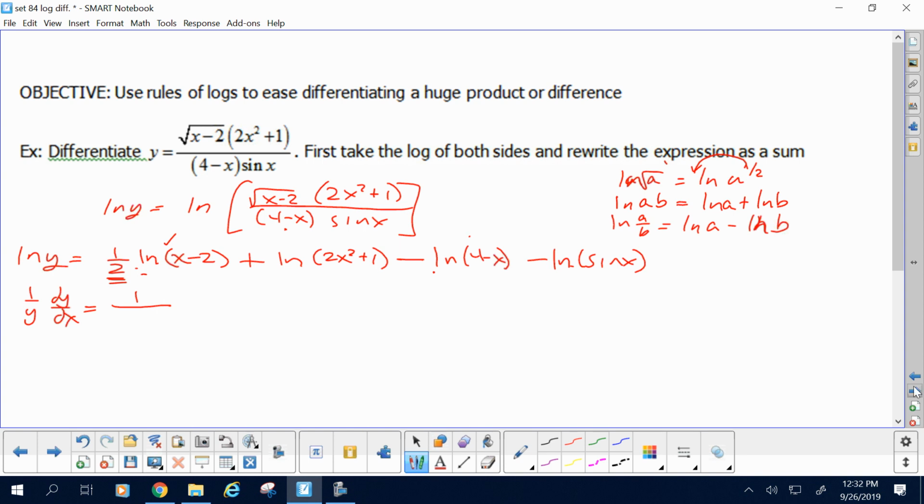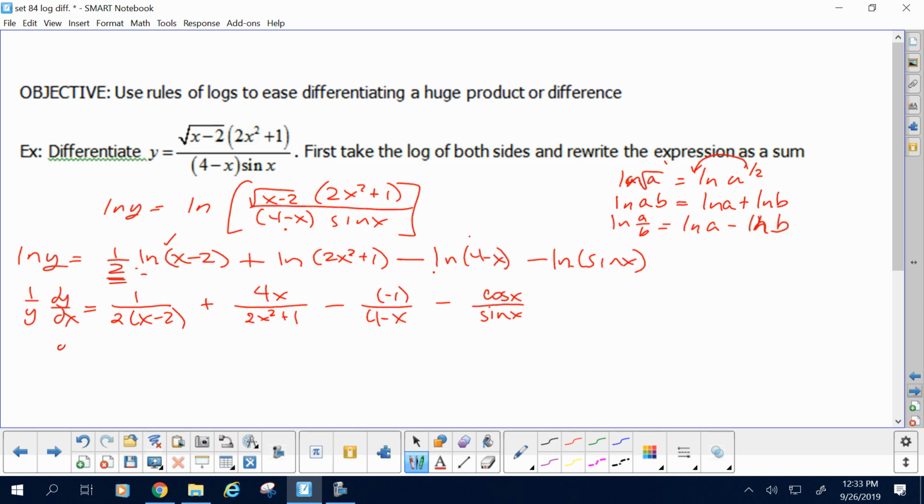Okay. All right. So when I take the derivative, what is the derivative of 1/2 log of x minus 2? 1 over 2x minus 2. Plus, what's the derivative of log of 2x squared plus 1? 1 over 2x squared plus 1, times 4x via chain rule, minus 1 over 4 minus x. Don't forget your chain rule, negative 1, making it positive, and then minus 1 over sine of x times cosine of x, which you can imagine might be written cotangent in that answer key.